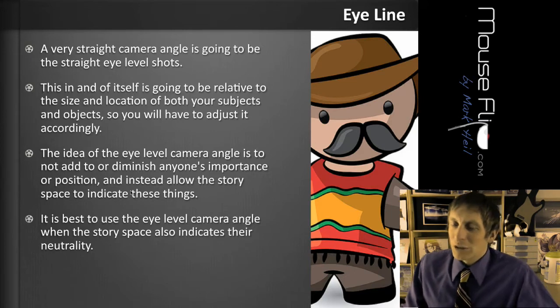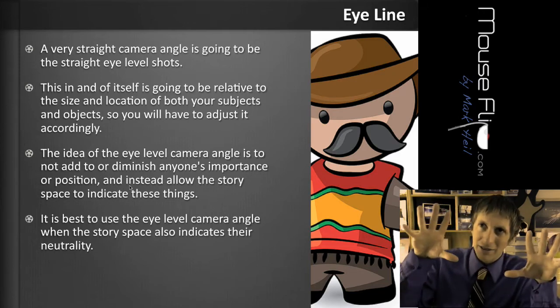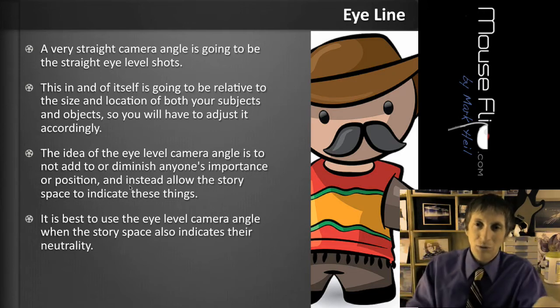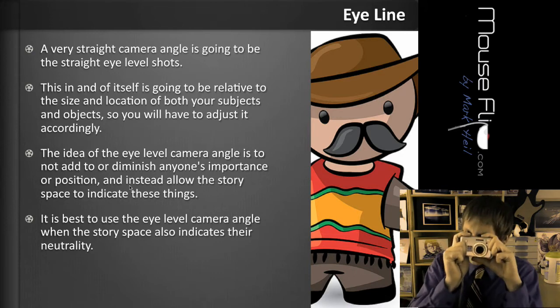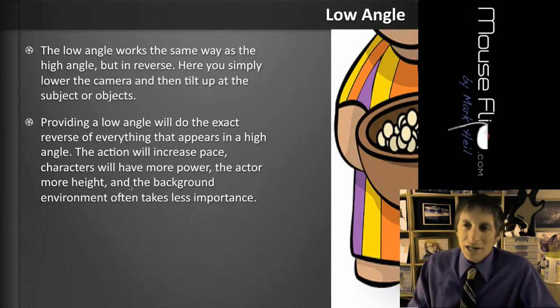Eye line is probably the most common. If you don't want to go with any type of angle, you just want the focus to be on the storyline and the characters and the people, then you just film it right at eye level. Now, low angle, this is one of my favorites.